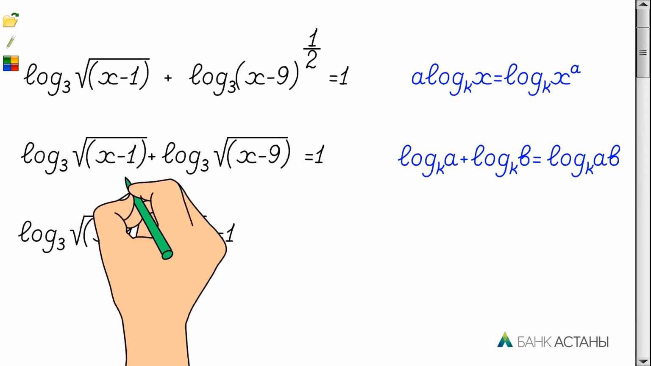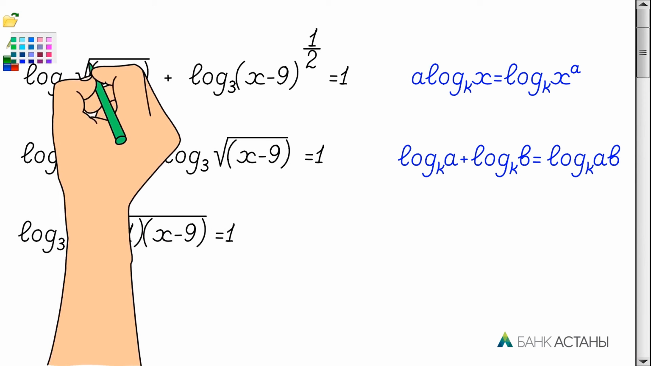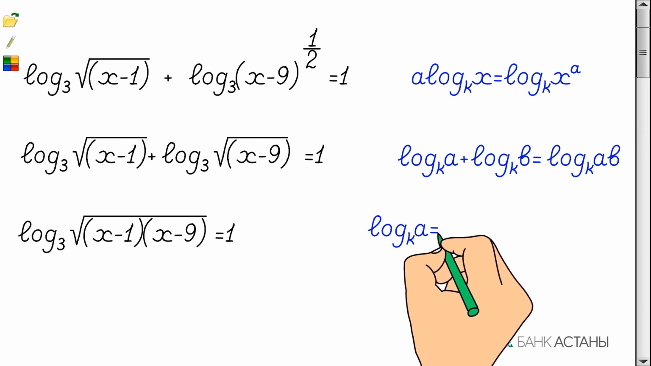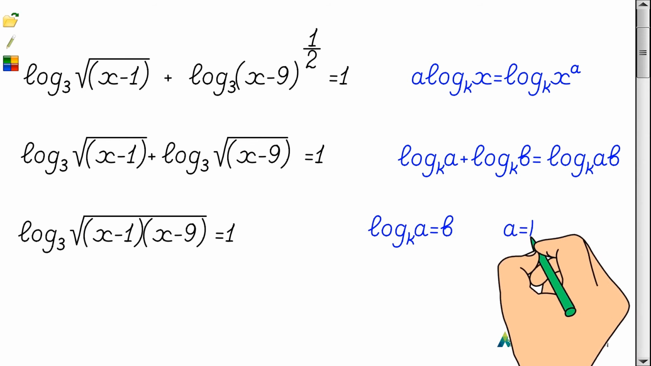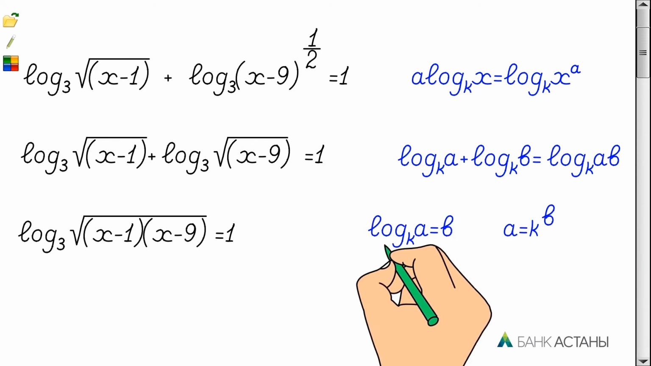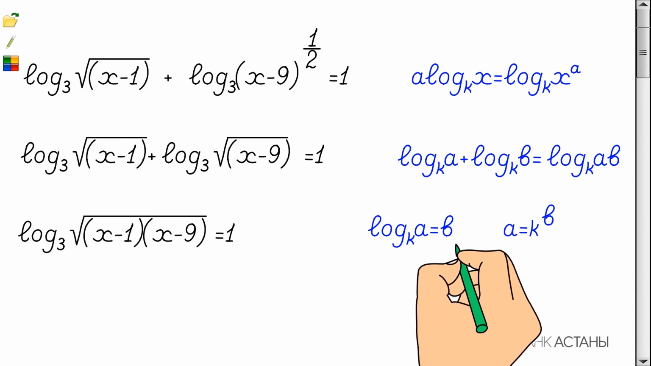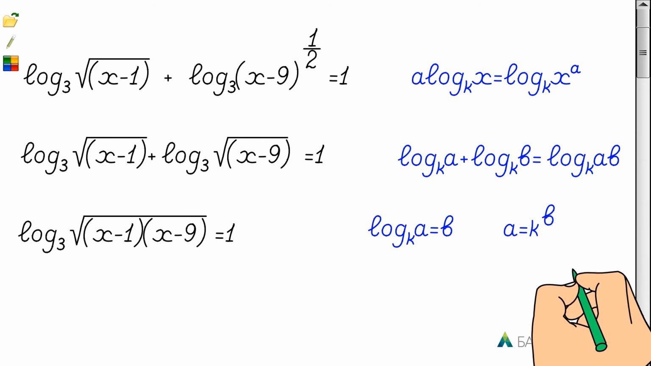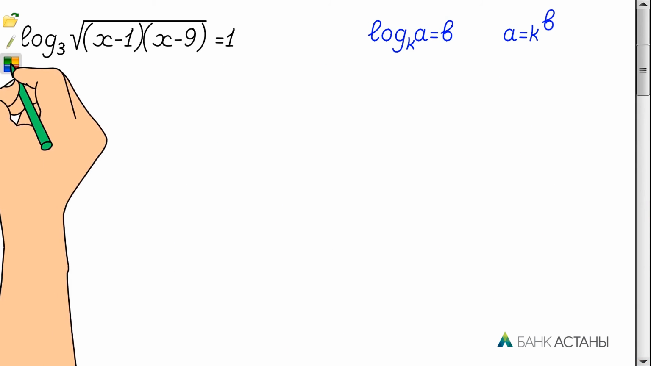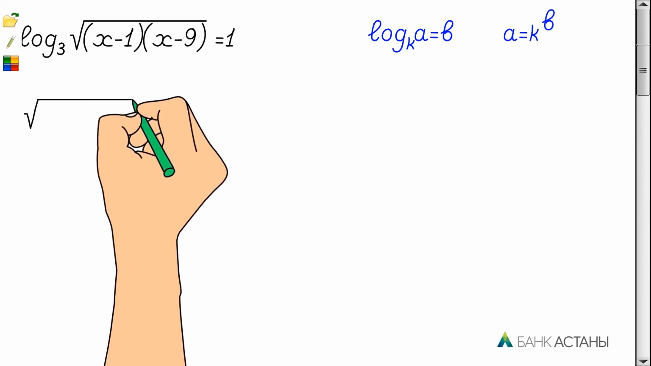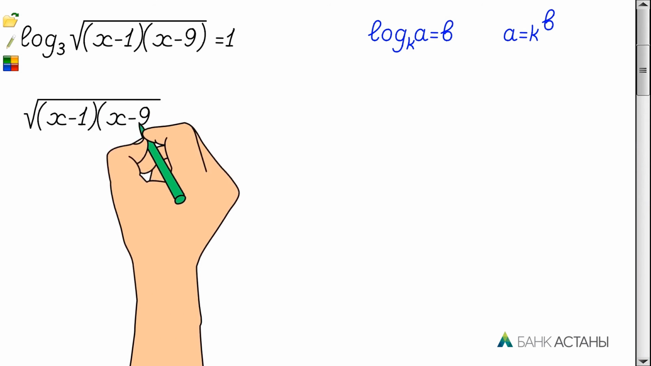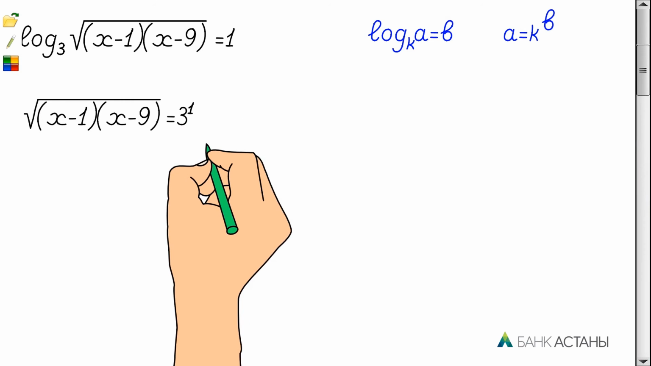To solve this equation, we need to recall what a logarithmic function is. When the base k logarithm of a is equal to b, then a is equal to k raised to the power of b. In other words, both of these equalities are equivalent to each other, provided that the value of a is greater than 0. We can write down our equation in the following form. The square root of x minus 1 multiplied by x minus 9 is equal to 3.